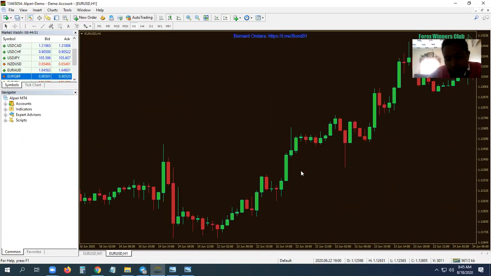Now, there's something very interesting also about these patterns, and you need to be aware of them. Now, we already said, if you are going up, if the market was trending up, and you find a candlestick pattern that looks like this.